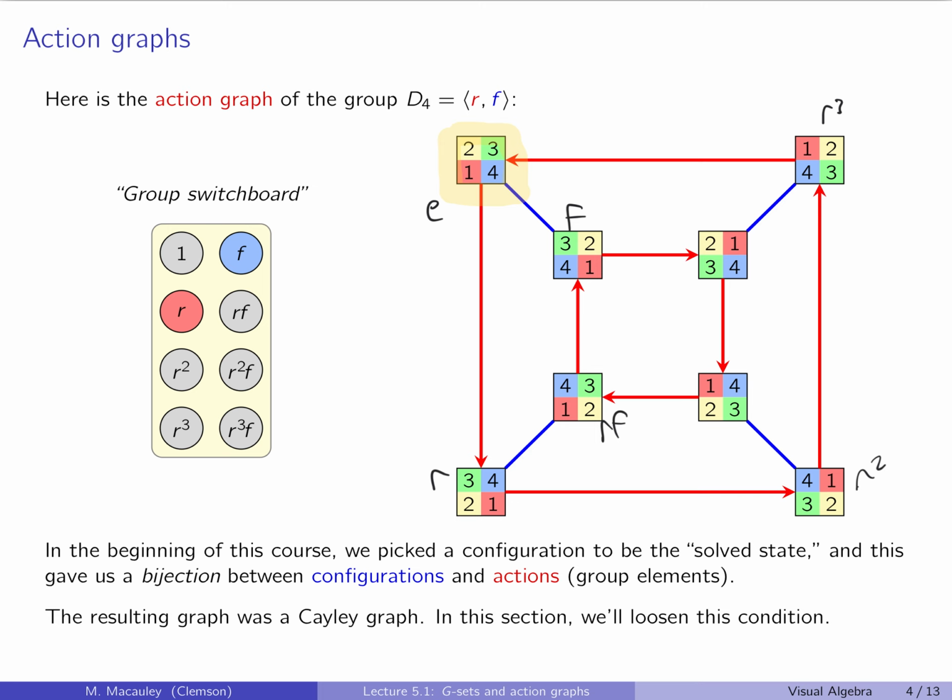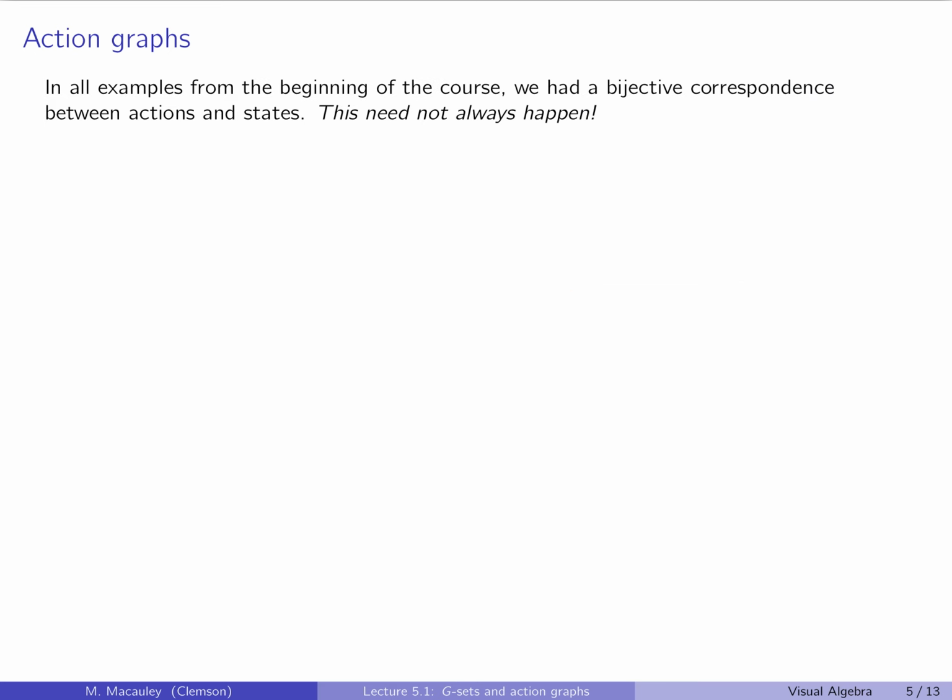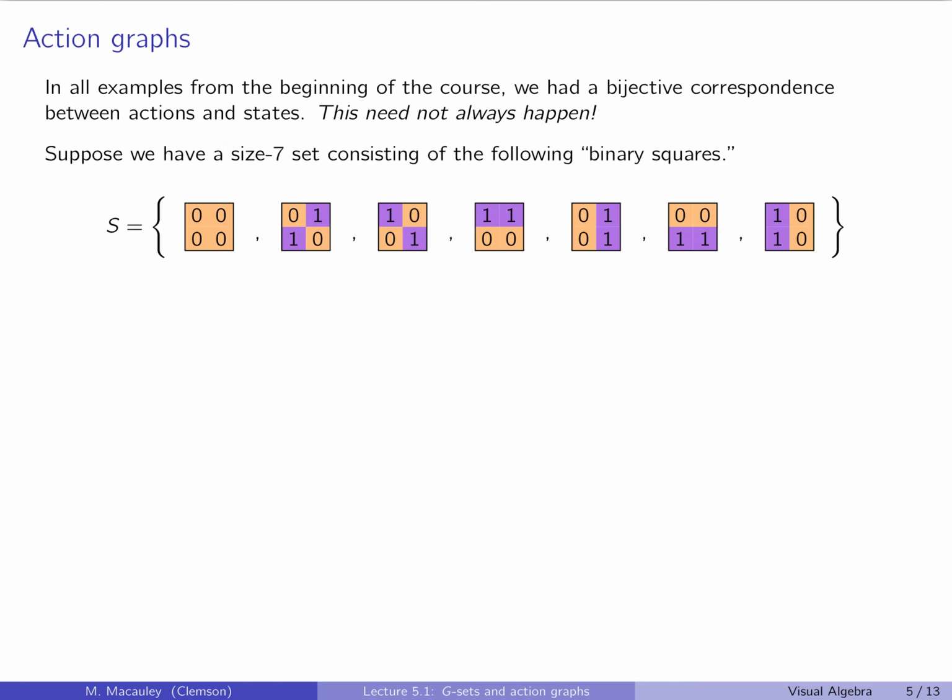In this chapter, we will loosen this condition. So we will see examples of groups acting on sets where there is no longer a bijection between elements and configurations. Let me say that one more time for emphasis. In all examples from the beginning of this course, we had a bijective correspondence between actions and states, and this need not always happen. And this is going to be my running example throughout this chapter.